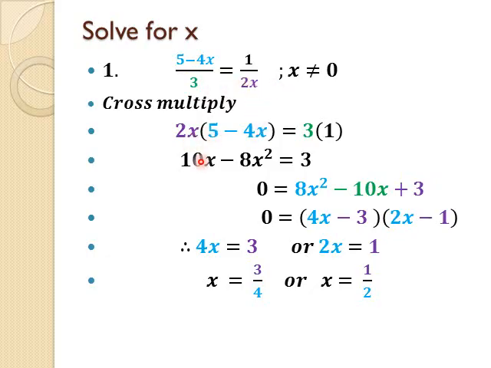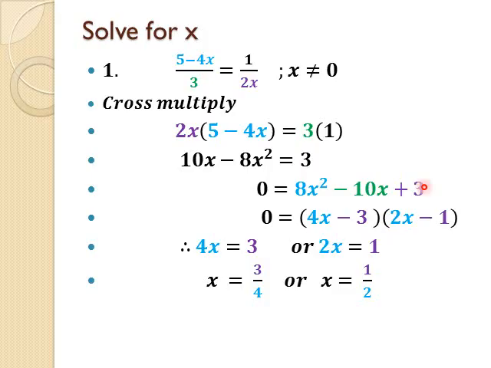2x times 5 would give me 10x. Positive times negative, negative. 2 times 4 gives me 8. x times x, x squared. 3 times 1 gives me 3. If I write it in standard form, I take minus 8x squared over, it becomes positive 8x squared. Positive 10x becomes minus 10x, and I have plus 3.